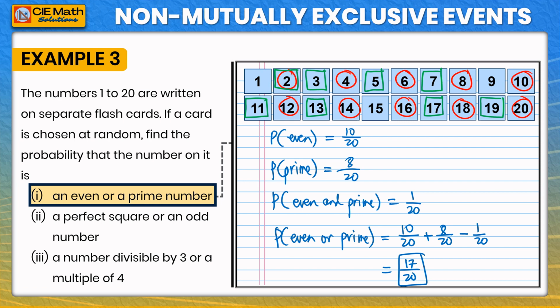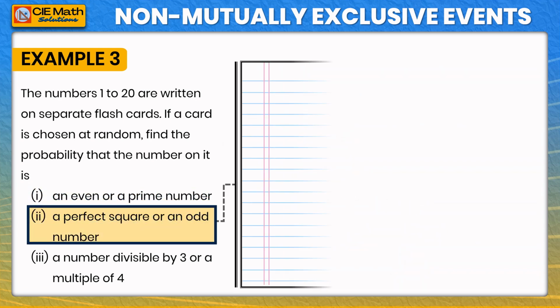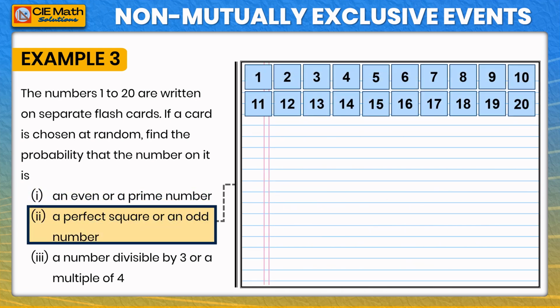The second item, a perfect square or an odd number. So from these numbers that we have, a perfect square again is a number that is the result of multiplying a number to itself. So for example, 1 times 1, 1 is a perfect square. 2 times 2, 4 is a perfect square. 3 times 3, 9 is a perfect square. 4 times 4, 16 is a perfect square.